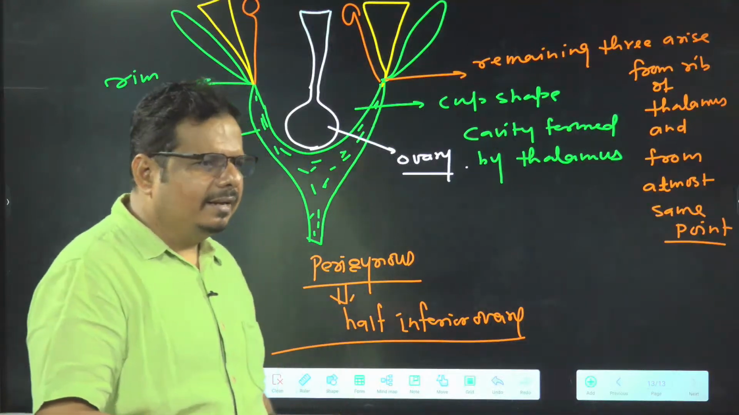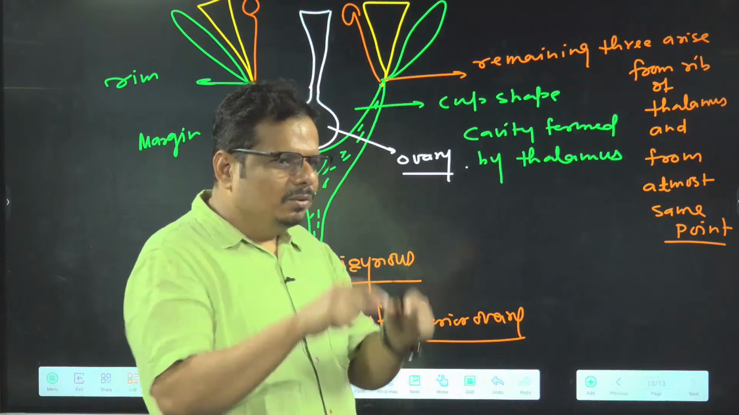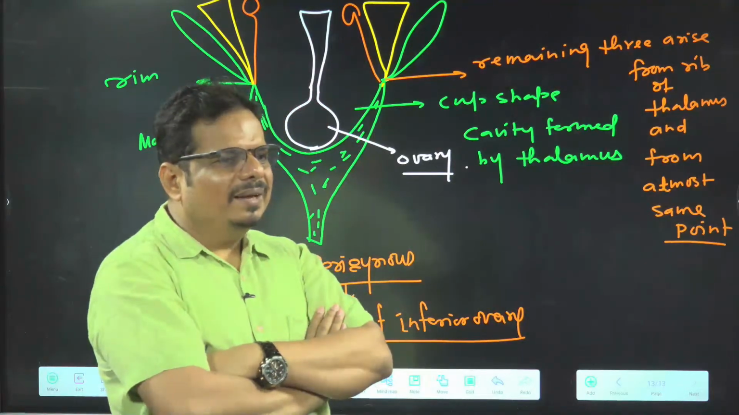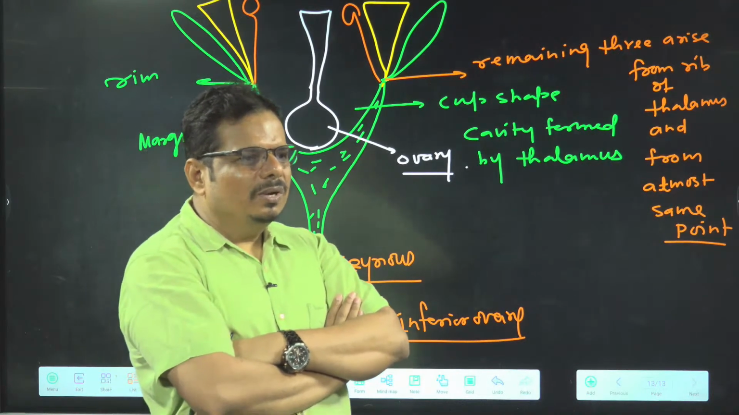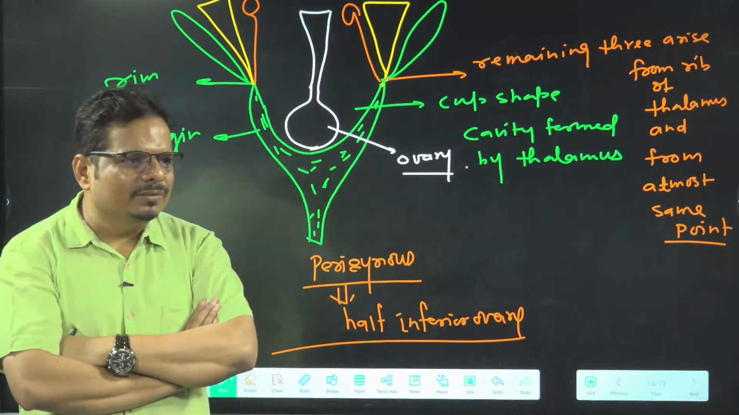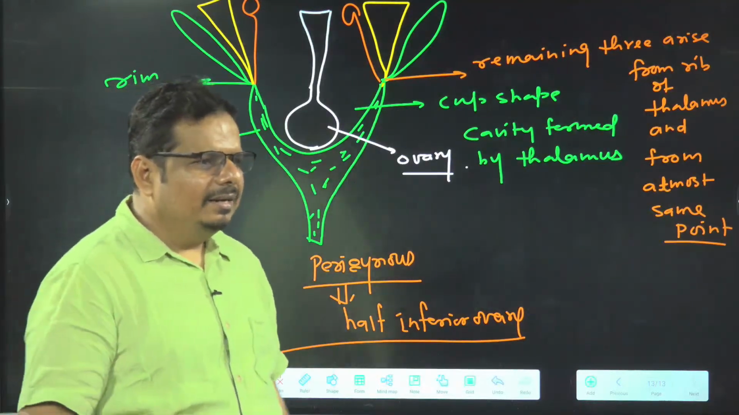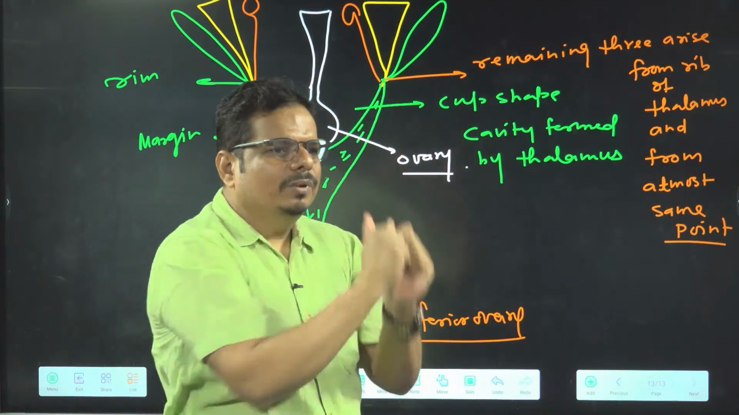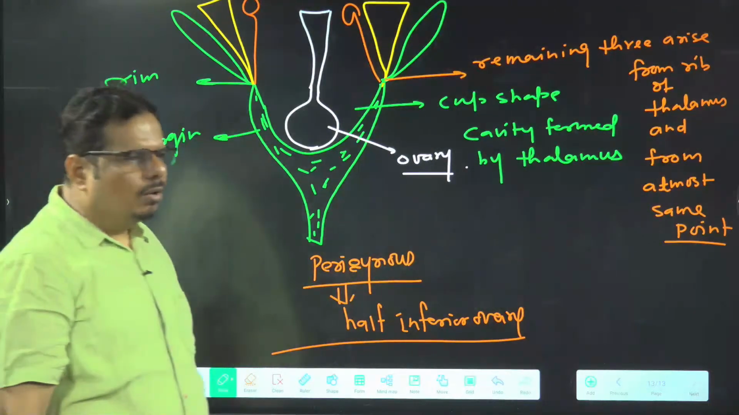So in NCERT, 4 diagrams are given. Out of the 4 diagrams, which are the central 2 diagrams? Perigynous. You can open your textbook and check. The middle 2 diagrams out of 4 are of the perigynous condition. Is it clear? Here it is showing like this: a cavity, and in this cavity the ovary is present. Done? Perigynous is over. Now we are moving ahead.